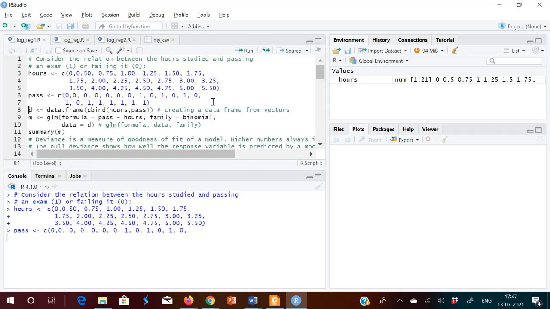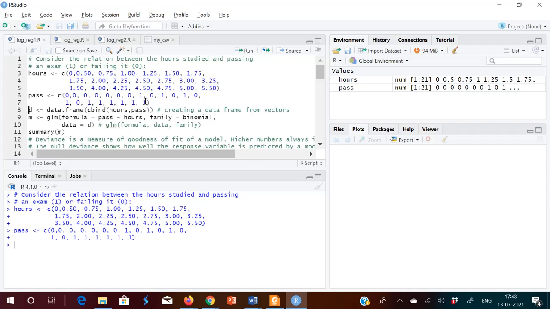I'm making another vector, pass, and it has also got 21 items in it. So what is the meaning? Suppose there is 0 hours. One student has studied 0 hours, which means he will fail. 0.5, that's also fail. So like that we have got pairs of data. Suppose we are taking 5.50 hours. If someone has studied that long, that student will pass.